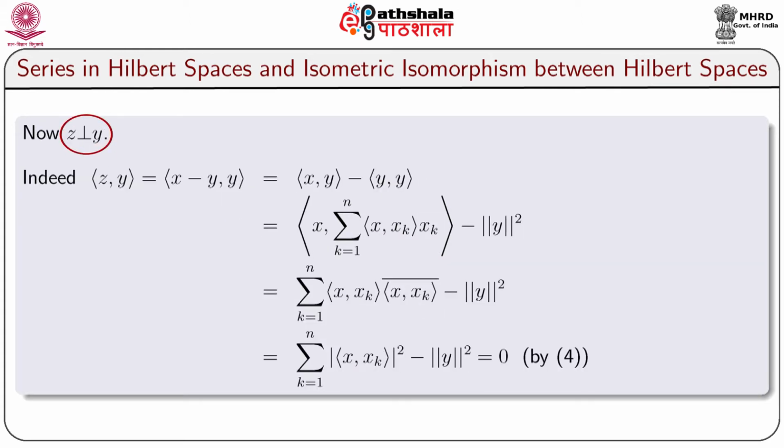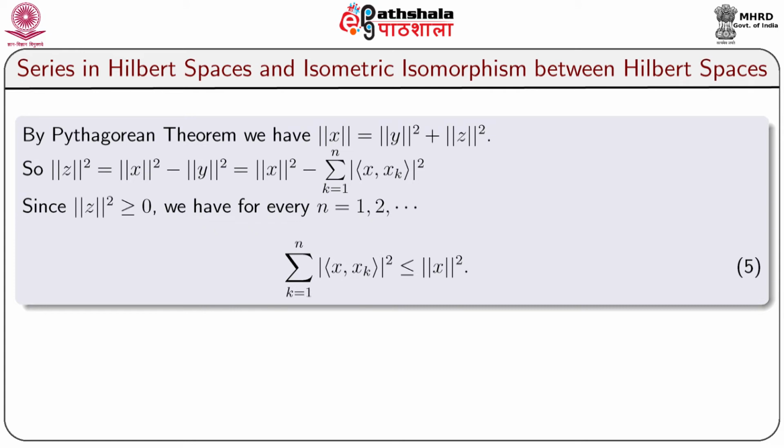Now z is perpendicular to y. This is shown by the following fact. If we calculate the inner product of z and y, it equals the inner product of x minus y and y, which equals the inner product of x and y minus the inner product of y and y, which equals the inner product of x and sigma k equal to 1 to n inner product x comma xk times xk, minus norm y squared. This equals sigma k equal to 1 to n modulus of inner product x comma xk squared, minus norm of y squared, which is equal to 0 by equation number 4.